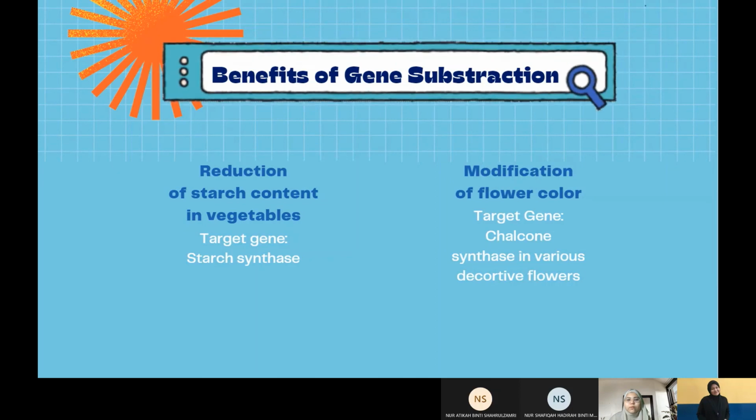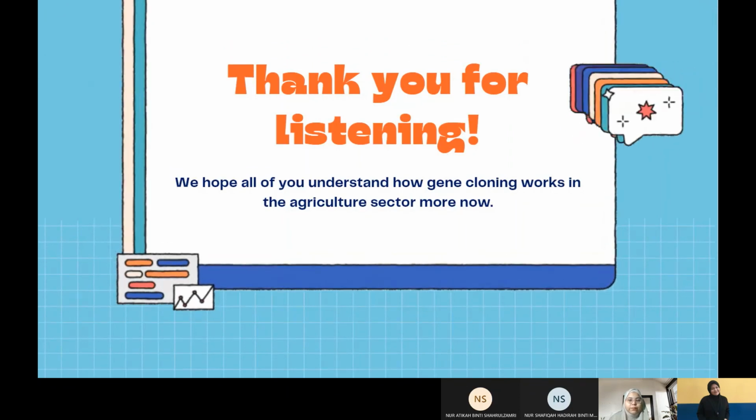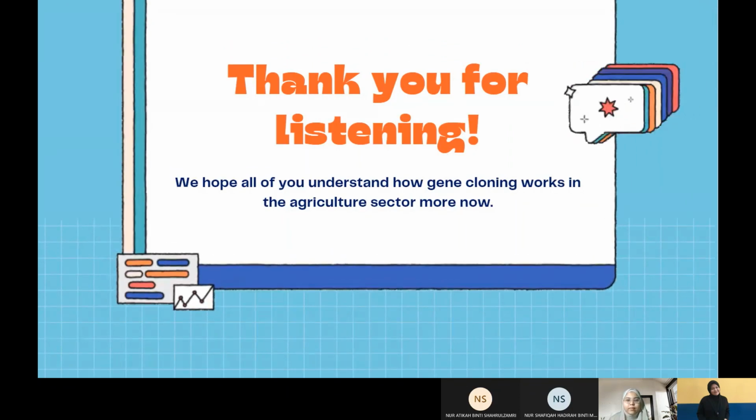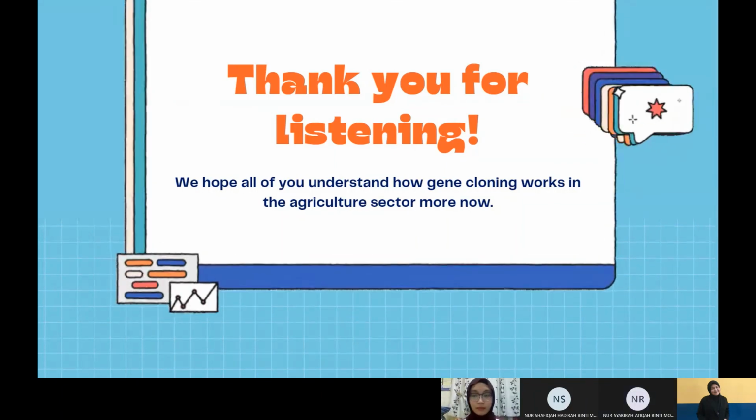And the last benefit that I will share about gene subtractions is that it will modify flower colors, where it targets the chalcone synthase gene, which is responsible for the colors of various decorative flowers. So I guess that is all from us. Thank you for listening, and we hope all of you will understand how gene cloning works in the agriculture sector more now.